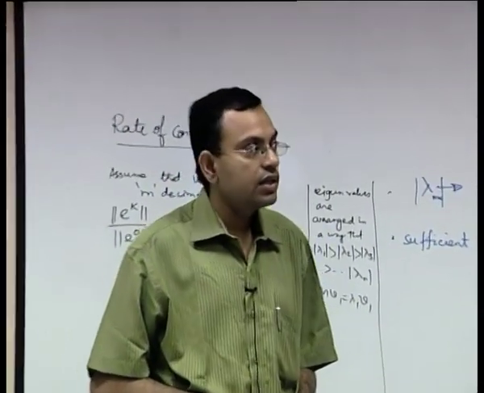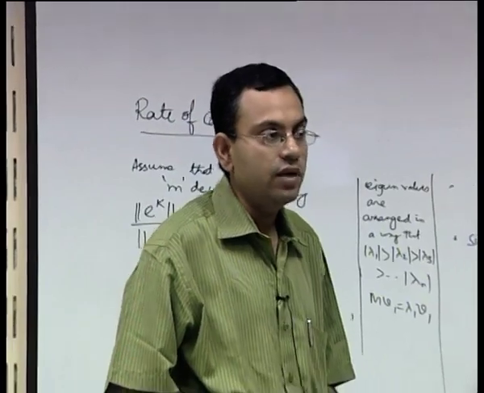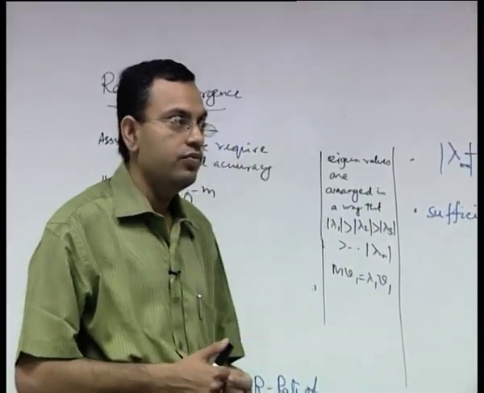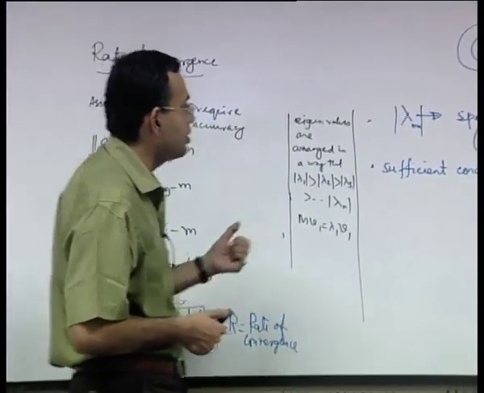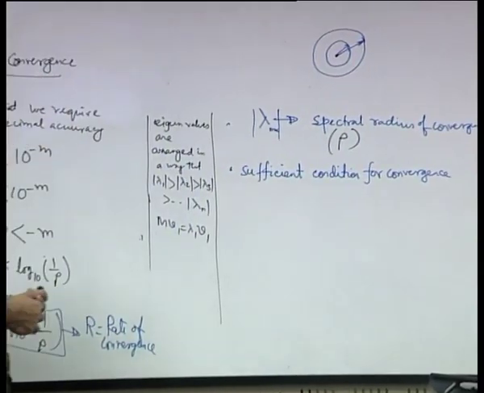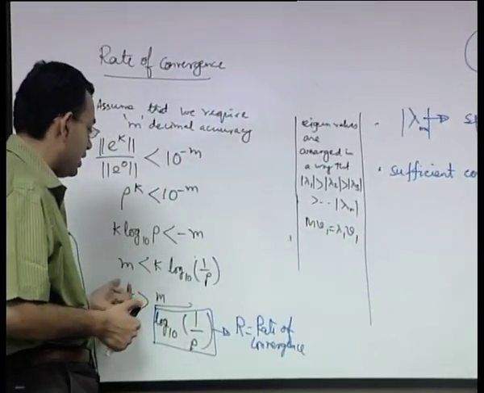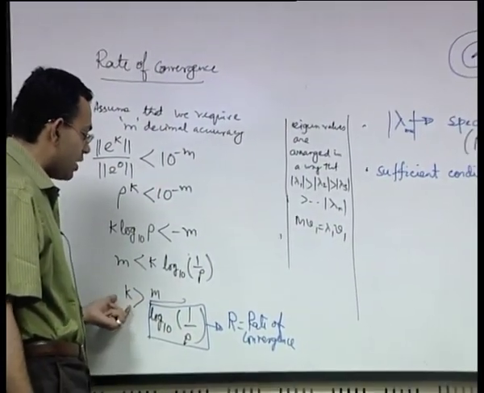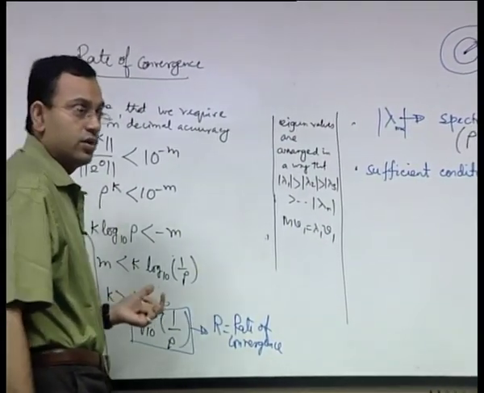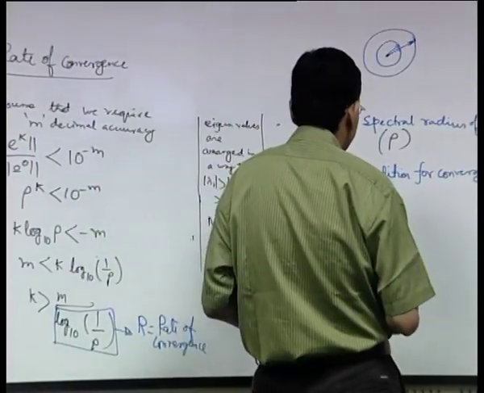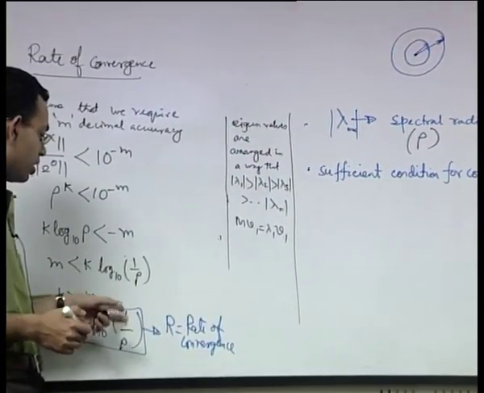Towards the end of the previous lecture we were discussing two important terminologies, the spectral radius of convergence and the rate of convergence, and we will be continuing with that. So, let us first focus a bit on the spectral radius of convergence. As we have seen, if you want a very small number of iterations to satisfy convergence, then what should the spectral radius of convergence be?